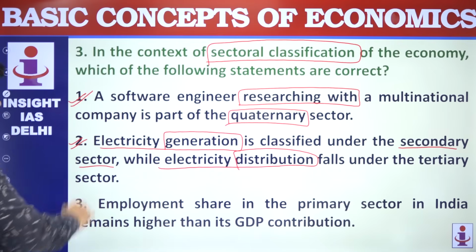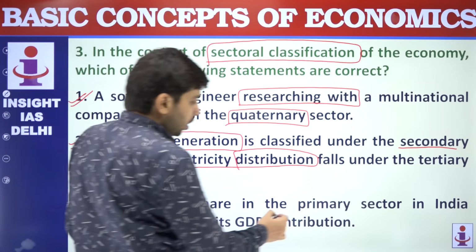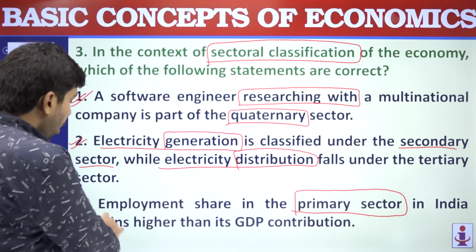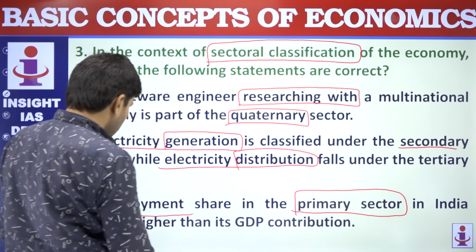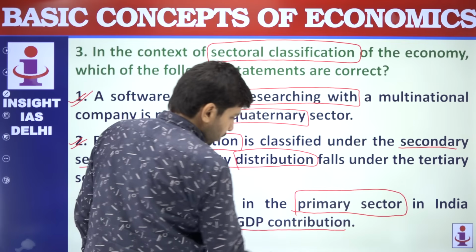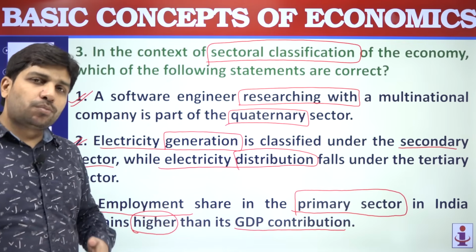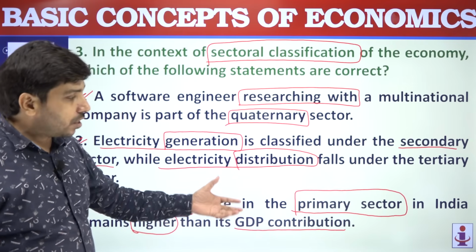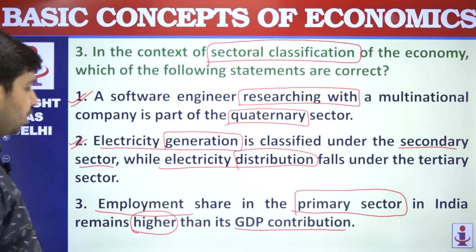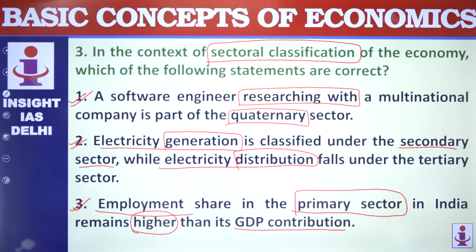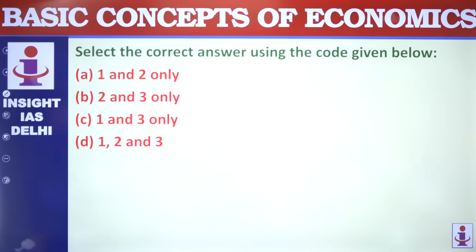This is also correct. Employment share in the primary sector in India remains higher than its GDP contribution. Primary sector means agriculture, mining. Yes, more of the Indian population is working in the primary sector, but the contribution of the primary sector in the GDP is less. So statement 3 is also correct. So the correct answer is option D.